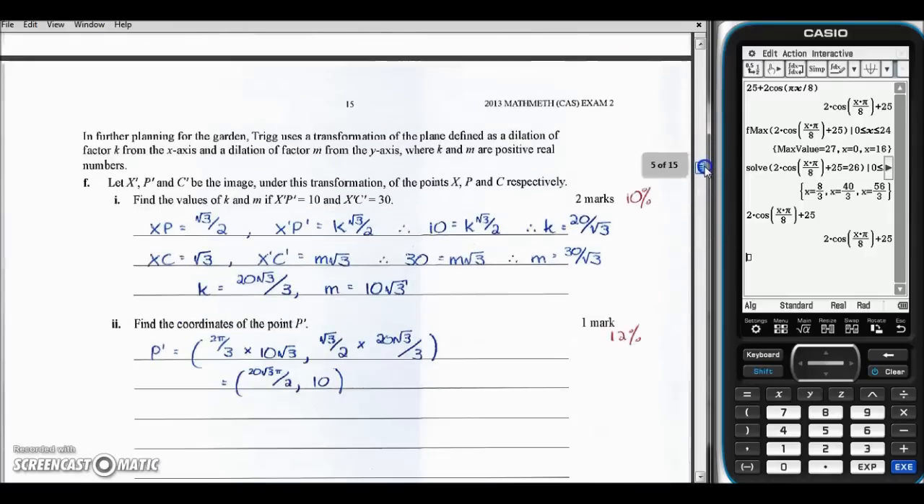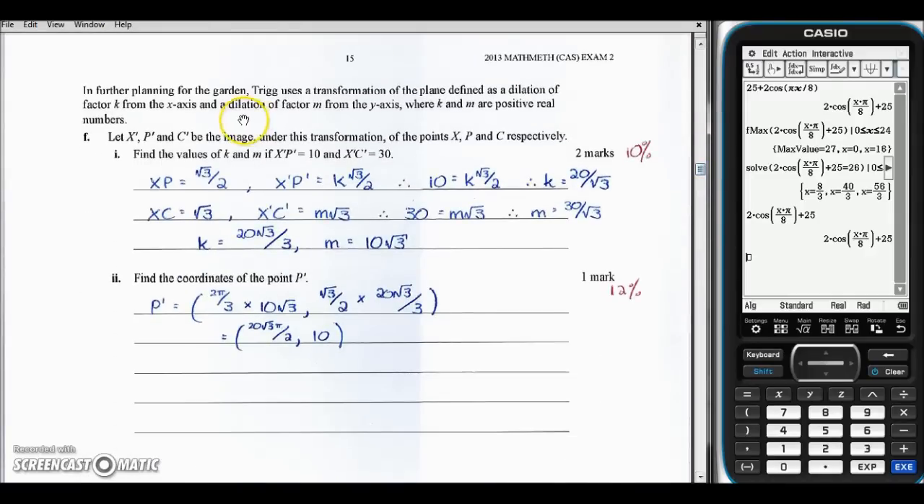Alright, it starts to get a bit trickier now. In further planning for the garden, Trig uses a transformation of the plane defined as a dilation of factor k from the x-axis and a dilation of m from the y-axis. So if x prime, p prime, and c prime are the images of the points x, p, and c, find the values of k and m if that distance is 10 and that distance is 30.